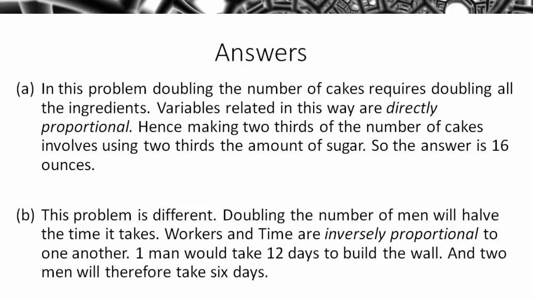So workers and time are inversely proportional to one another. We describe it as inversely proportional where doubling something involves halving another, or trebling something involves thirding another. That is inverse proportion whenever two variables are related like that. So to answer the question, as it takes 3 men 4 days to build a wall, it should take 1 man 12 days to build the wall. 1/3 of the workers, 3 times longer. And therefore 2 men should take 6 days. Double the number of workers should be half as much time.